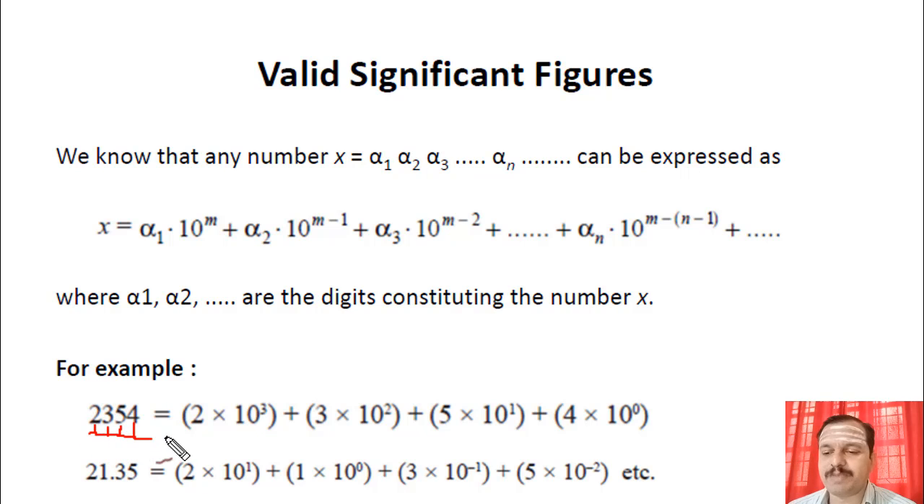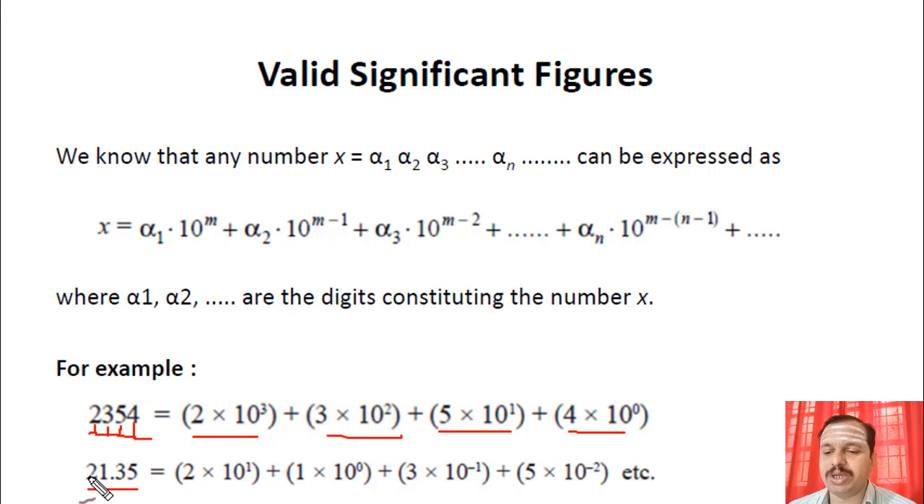2354 in the expanded form, it would look like 2 into 1000, because its place is thousands place, plus 3 into 100 plus 5 into 10 plus 4 into 1, that is the units place. So this is the way we were expanding the given number. In a similar way, if we have a number with a decimal place, the same procedure we used to follow.